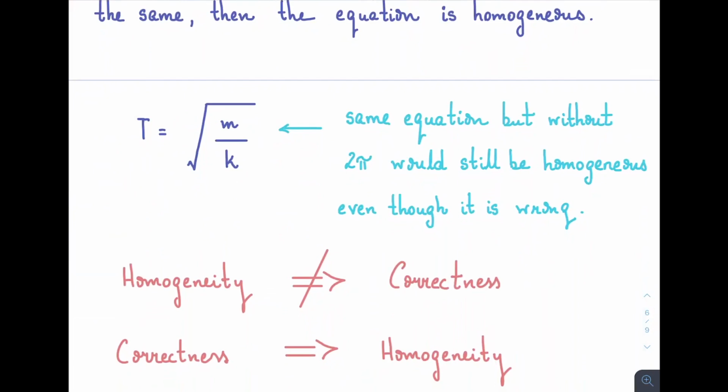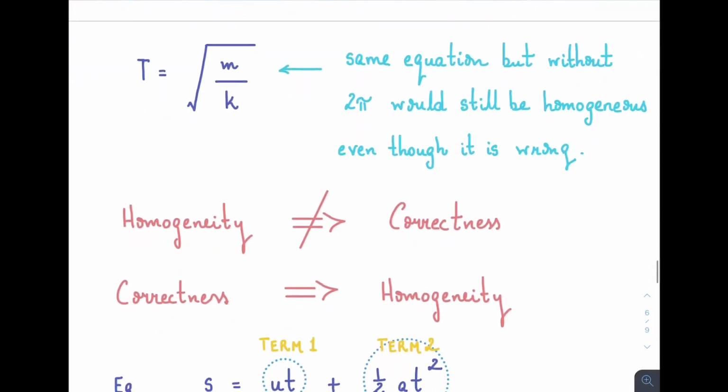You must note that we would still have obtained the same results. But obviously the equation is now wrong. The correct version is including the factor 2 pi. So this shows us that homogeneity is not something that determines whether an equation is right or wrong, but is simply an exercise to check whether an equation makes physical sense.